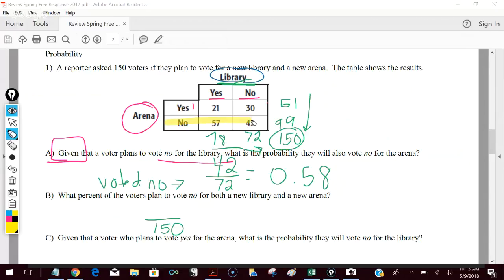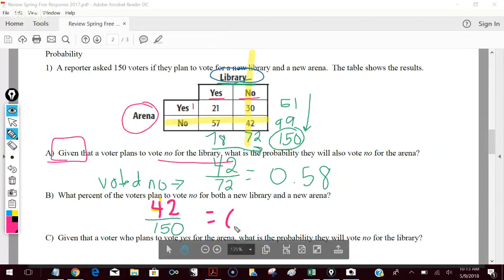Okay, so here's no arena. Here's no library. And so 72 voted no for the library, but 42 voted no for both of them. So our formula will be 42 over 150. So if I do that on the calculator, I get 0.28. So do you notice the difference between these two things? Okay, let's take a look.